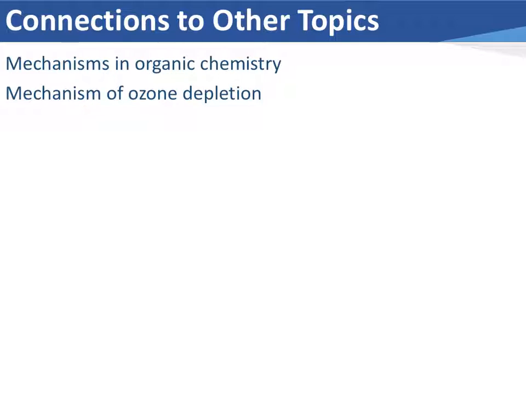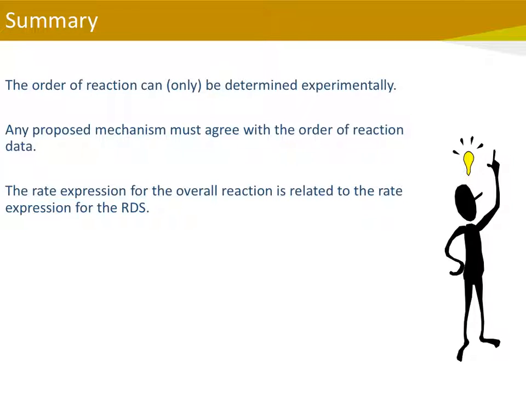Connections to other topics. Mechanisms in organic chemistry will be something we look at. We've looked at the mechanism for ozone depletion. So now we have a little bit more of an idea of how mechanisms interact with rate, specifically the order of reaction. As a quick summary, the order of reaction can only be determined experimentally. Any proposed mechanism must agree with the order of reaction data, and the rate expression for the overall reaction is related to the rate expression for the rate determining step.